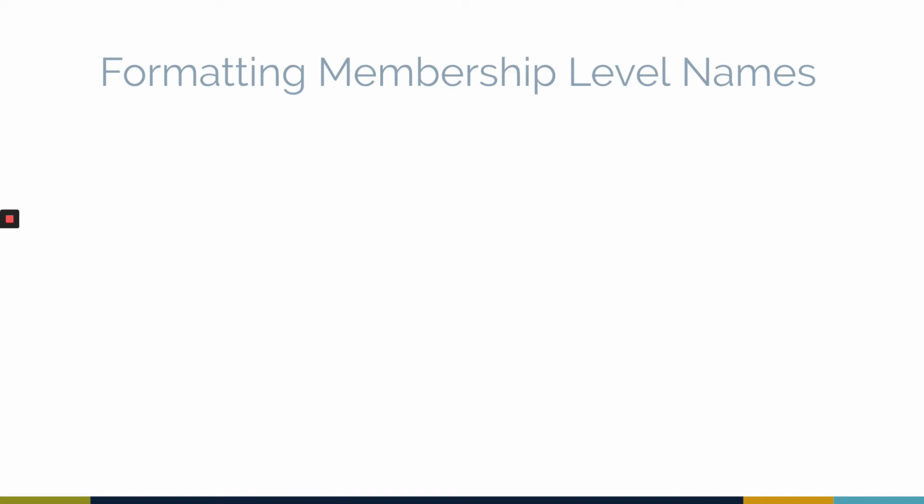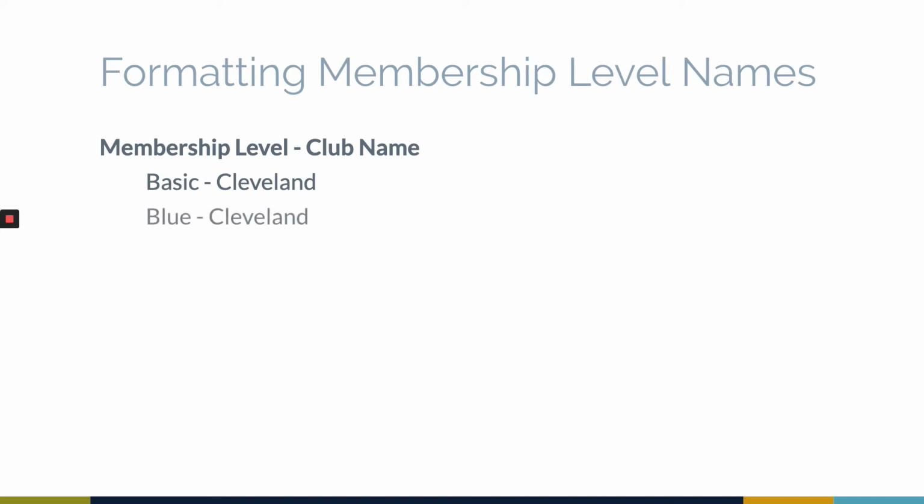Next up is formatting membership level names, and this is specific to Hivebright. So what we're looking at is when you're naming a membership level, you use the recommended membership level name, then a space, then a dash or the minus sign, and then another space, and then the club name. Do not use Notre Dame Club of. You're just going to use the club name itself. So as an example here we have basic dash Cleveland. And we have blue dash Cleveland, gold dash Cleveland.